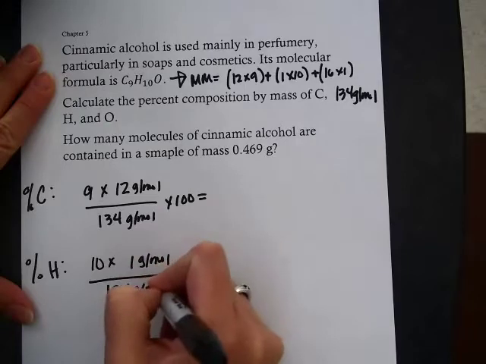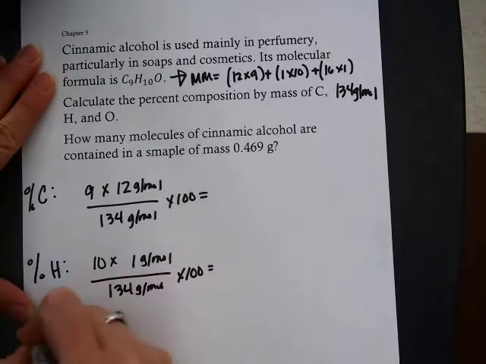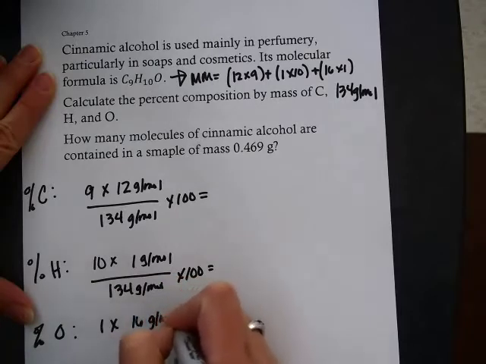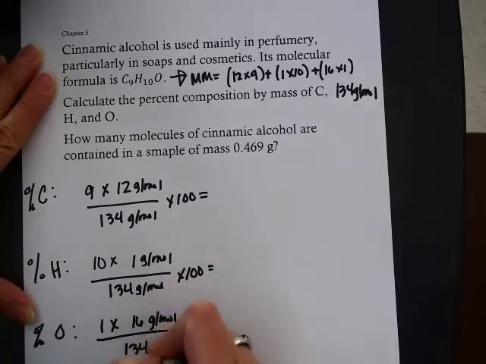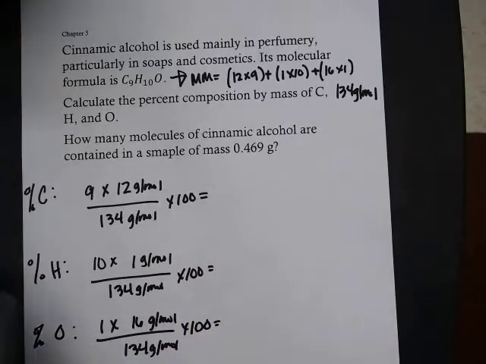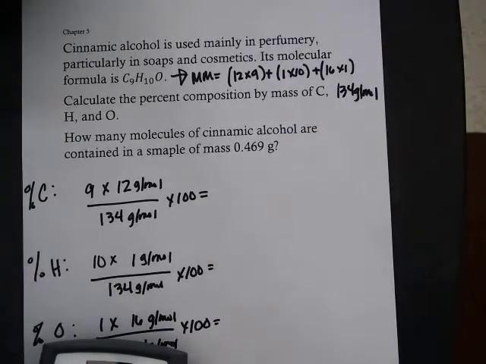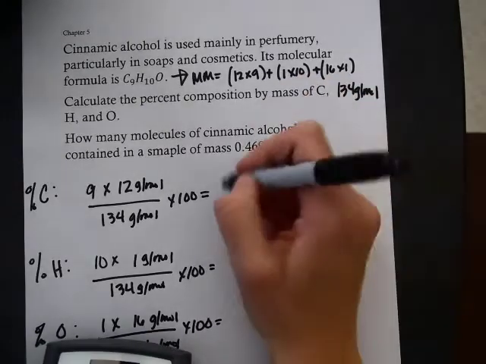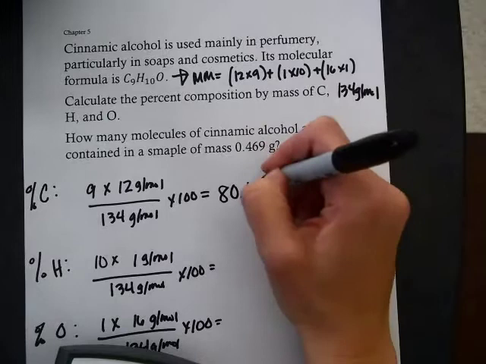So for carbon, 9 times 12 over 134. For hydrogen, 10 times 1 over 134. And then oxygen, 1 times 16 over 134. And I'll just put those in my calculator. When I'm done, hopefully they should all add up to 100%.